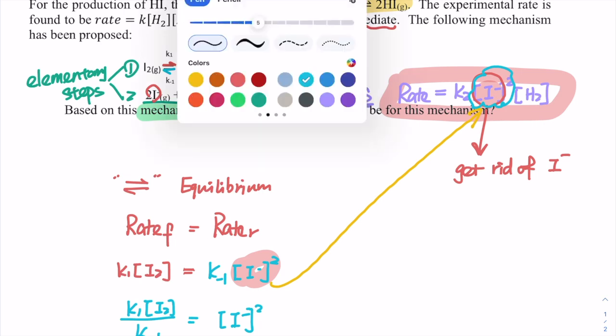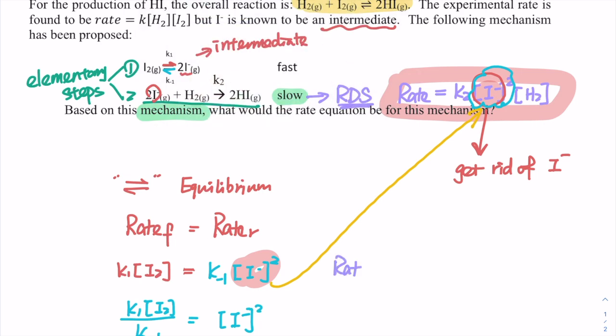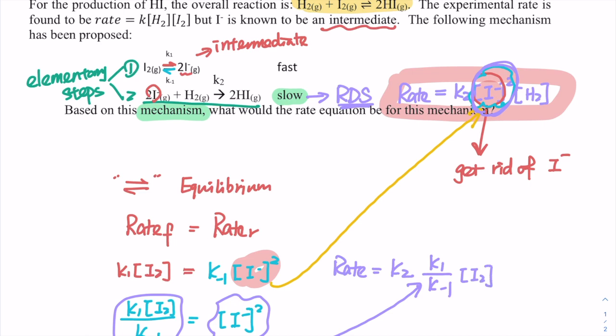Now we're going to plug it in. I'm going to rewrite it so we can see how it is done. Rate equals K2. Now, remember that iodide squared equals this. So now I'm going to replace it. Then that'll be K1 over K minus 1 times I2, which is one of the reactants. Multiply H2. That's another reactant from the overall reaction. Now we are done with this derivation of the mechanism, and based on the mechanism, we have the rate law for the overall reaction.